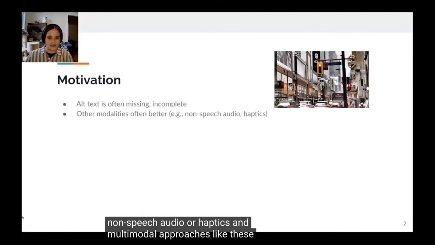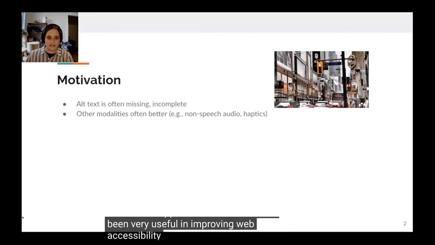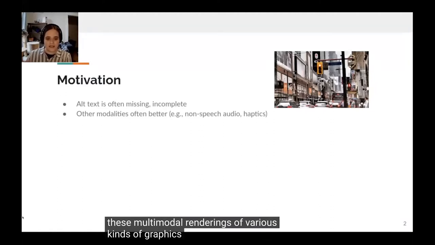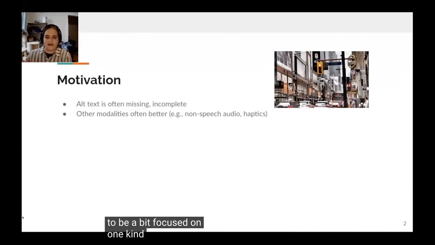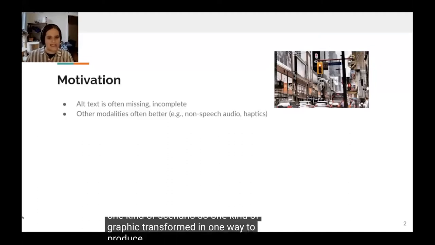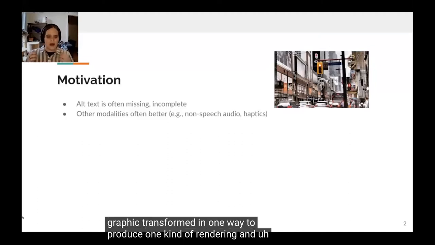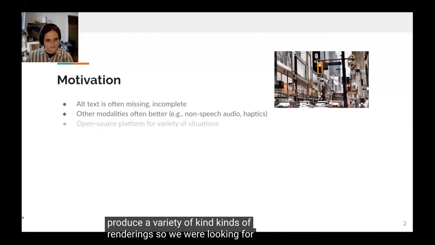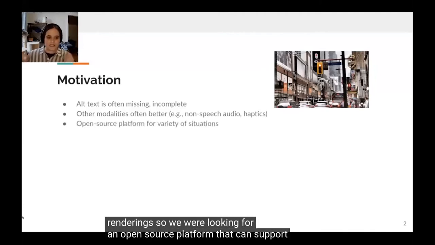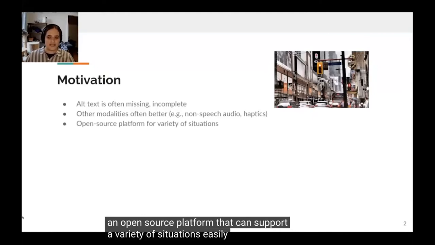Multimodal approaches like these have been very useful in improving web accessibility. Systems and tools have been developed to automatically create these multimodal renderings of various kinds of graphics. But these systems tend to be focused on one kind of scenario: one kind of graphic transformed in one way to produce one kind of rendering. As part of the IMAGE project, we needed to produce a variety of kinds of renderings. So we were looking for an open source platform that can support a variety of situations easily.